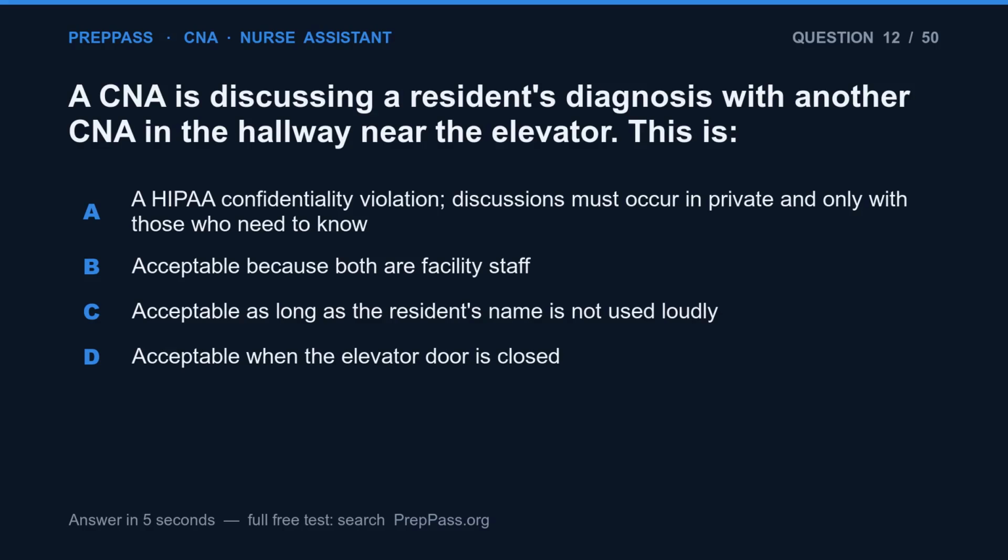Question 12. A CNA is discussing a resident's diagnosis with another CNA in the hallway near the elevator. A. This is a HIPAA confidentiality violation. Discussions must occur in private and only with those who need to know. B. Acceptable because both are facility staff. C. Acceptable as long as the resident's name is not used loudly. D. Acceptable when the elevator door is closed.